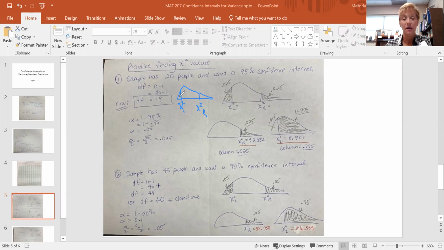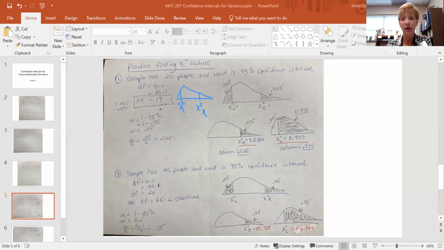Okay. So you've got to find your degree of freedom. That's step 2. So n minus 1. If they're 20, my n is 20, so my degree of freedom would be 19. And sure enough, if you look at your table, there is a row 19. So that's the row that I'm going to use. I'm going to use row 19.